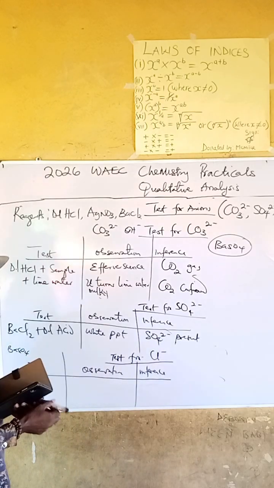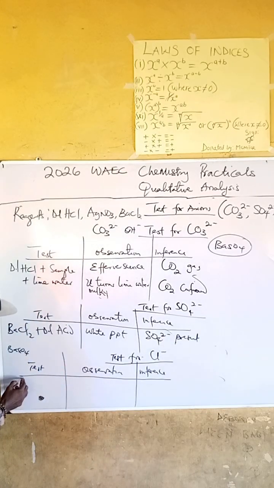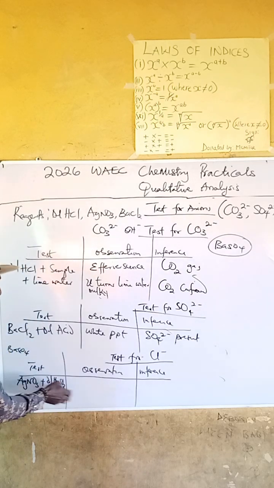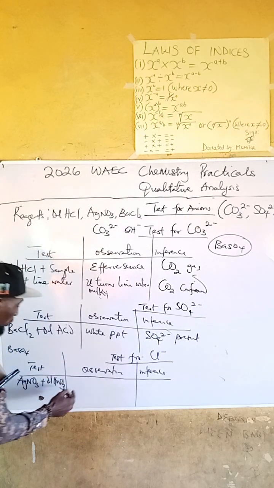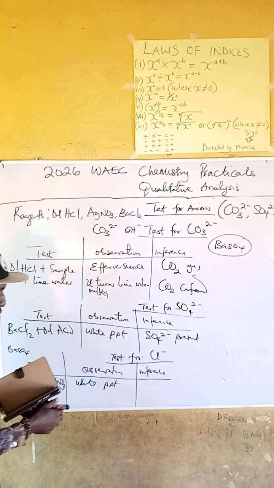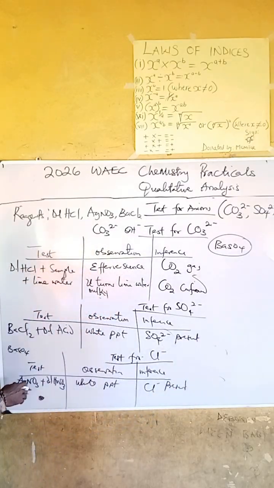We are using silver nitrate for the chloride test. So you're going to do AgNO3 plus dilute HNO3 or any of the acid. Like I said before, I've explained why we are doing this. We are acidifying the solution. So don't get confused. Now, what will be your observation? You are going to get a white precipitate. With the white precipitate, you now have Cl minus present.